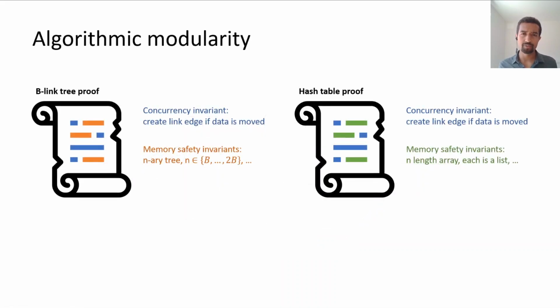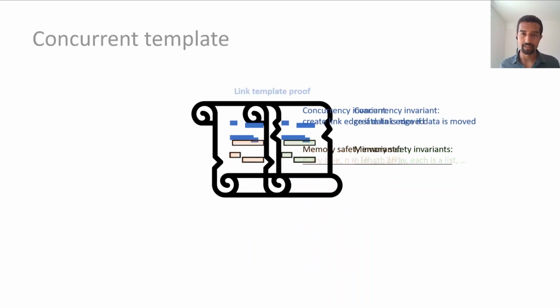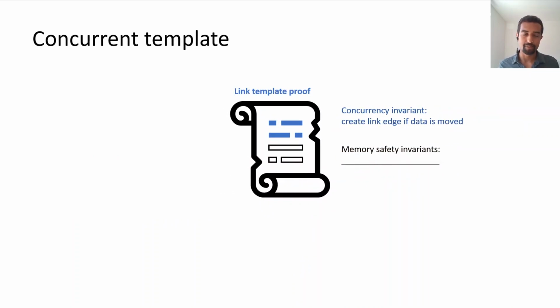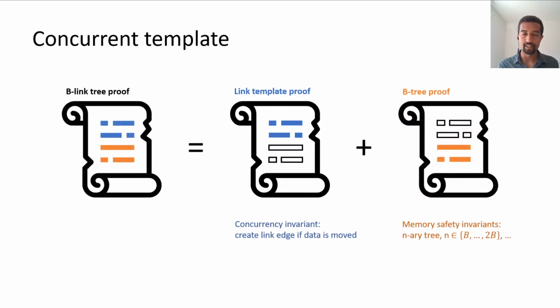So if you look at the proof of the B-link tree and the hash table that we've looked at, hidden among these proofs should be a sort of common proof that this linking technique is correct in the sense of concurrency. And so wouldn't it be great if we could refactor these two proofs and take the common link proof and create a link template proof, one that we verify once and for all, and then instantiate to get the proofs of different data structure implementations that use the link technique, like B-trees or hash tables.